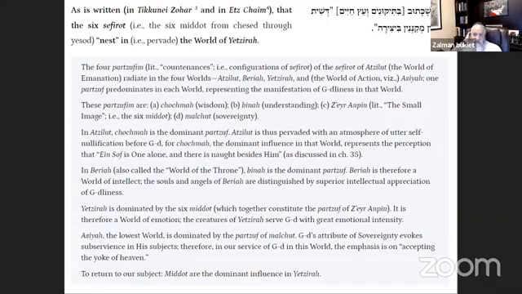Listen to this, very, very beautiful. The partzufim, the faces, are Chachma, Bina, Zeir Anpin, small image, and Malchus, sovereignty. In Atzilus, the world of emanation, the face is Chachma. Atzilus is pervaded with wisdom, thus pervaded with an atmosphere of utter self-nullification before God. Chachma, the dominant influence in that world, represents the perception of Ein Sof alone. That's it. And there's naught beside it.